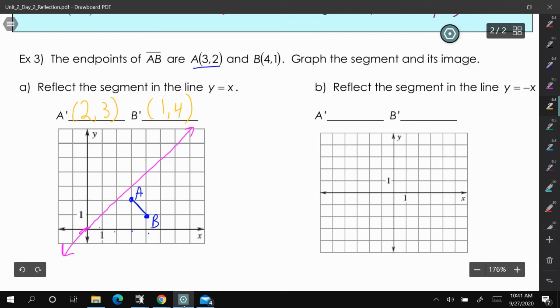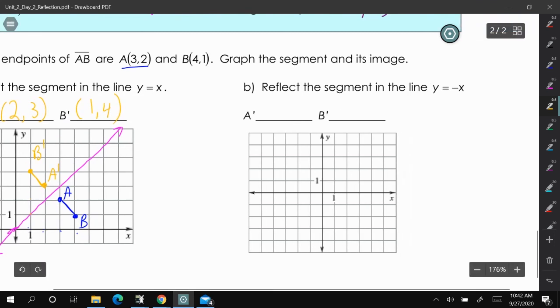And then we can graph that. (2, 3), so here's A prime, and (1, 4), there's B prime. So you can kind of see if you were to fold your graph over this pink line, the two segments would lie on top of each other.